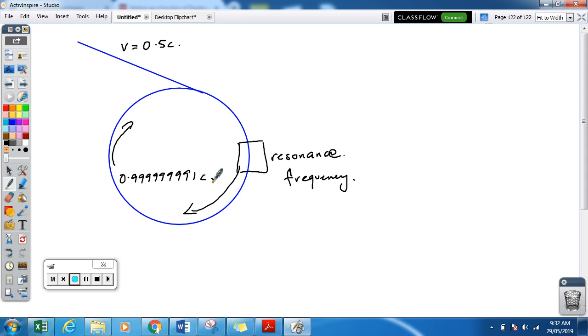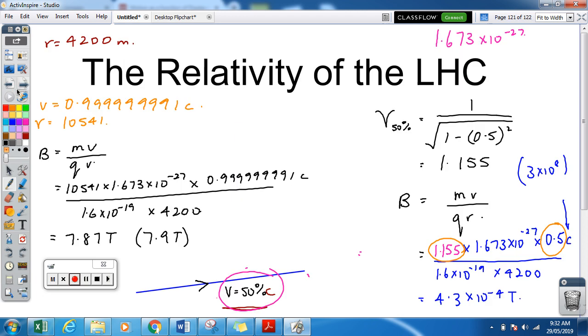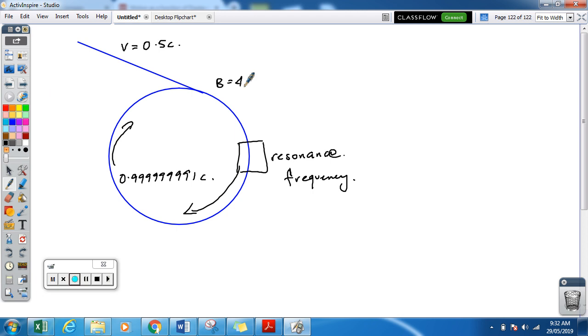At the entry point, the requirement was approximately 4.3 by 10 to the minus 4 Tesla. At this point, at the actual speed, we needed 7.9 Tesla. The reason we need such a large increase in the magnetic field is that there is a large increase in two things: the relativistic mass increases as well as the velocity increases. And the formula that is needed has both of these values in it.